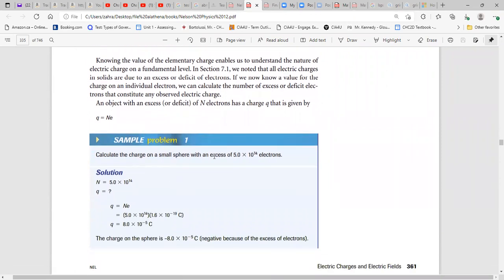Calculate the charge on a small sphere with an excess of 5 times 10 to the power 14 electrons. We have that many electrons, and each electron has a charge of 1.6 times 10 to the power negative 19. Multiply them, and we will find the net charge.